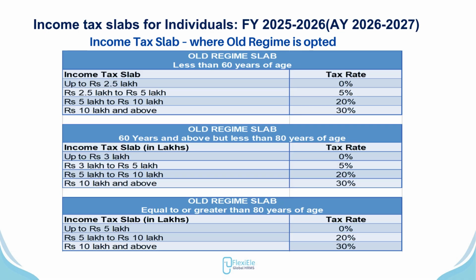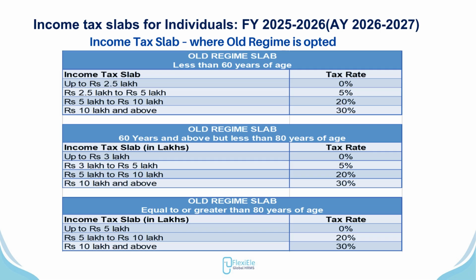Now we will move towards the explanation of the income tax table under the old tax regime for the financial year 2025-26, which means assessment year 2026 to 27. It's like sorting people into buckets based on age and income. Each bucket has its own tax rates. If you are under 60 years old, up to 2.5 lakh, no tax. Between 2.5 and 5 lakh, you pay 5%. 5 to 10 lakh, the tax jumps to 20%. Above 10 lakh, you are in the 30% zone.